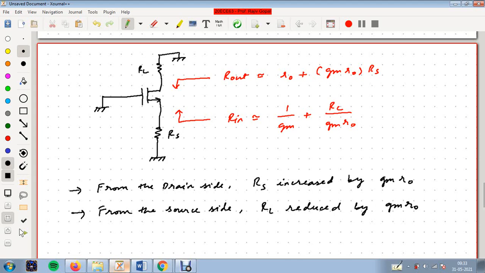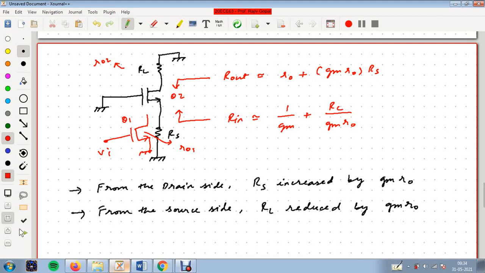If you look from the drain side, here I replace this RS with a common source amplifier. Imagine this is my Vi. This is Q1 and this is Q2. Q1 will have an impedance of R naught 1, and Q2 will have an impedance of R naught 2, the drain to source impedances, right?